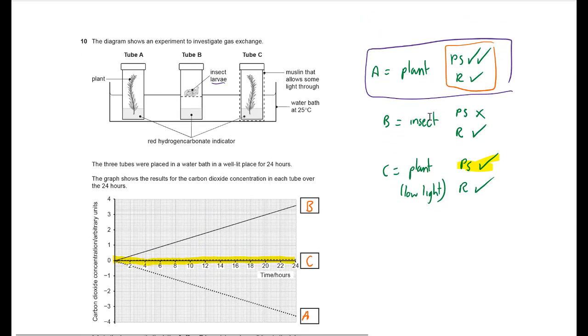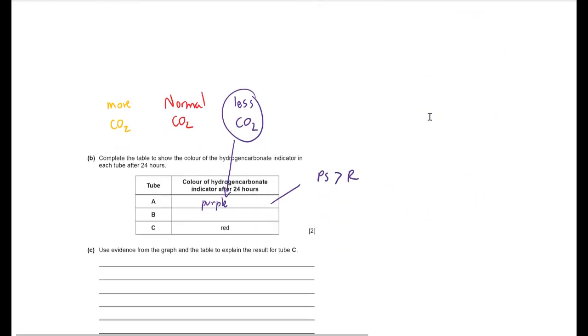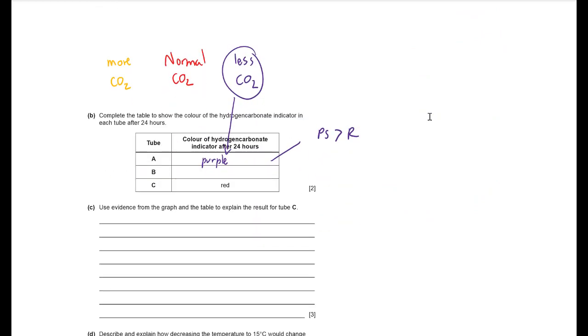B has an insect. No photosynthesis can take place, only respiration can take place, so it will go yellow. And that's because there's respiration only. C goes red because the rate of respiration equals the rate of photosynthesis.